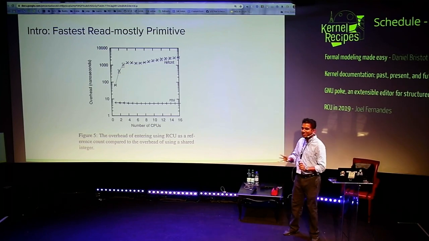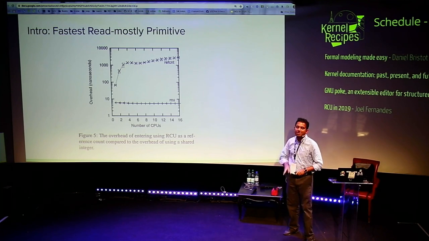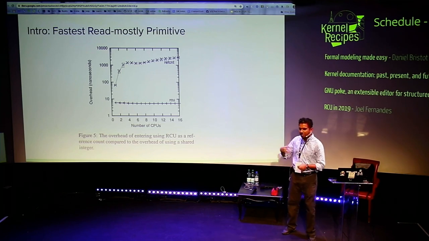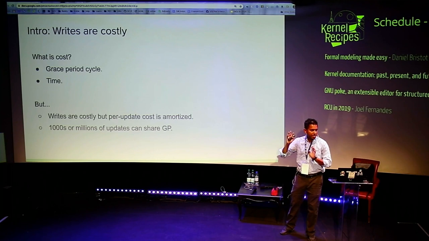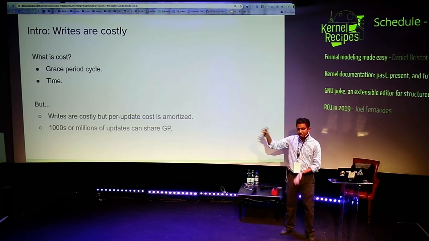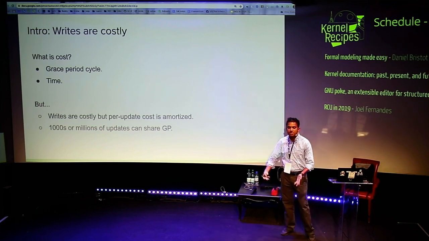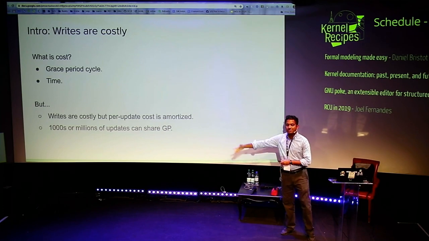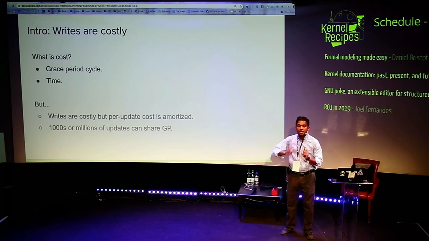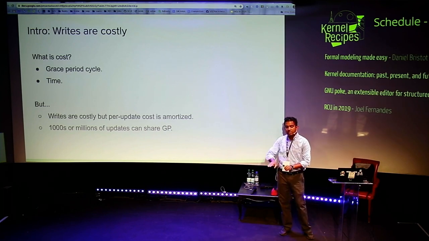Now, conditions do apply. This is the common case. There can be situations where things have to be handled during the RCU read unlock, and that can add more cost. But that's not the fast path. So writes are costly. You have to wait for the grace period. You have to wait for the grace period cycle. So it's a time cost, and the grace period cycle management itself is a cost, because something has to manage that grace period. The good news is that you can have several writes that do synchronize RCU or call RCU or whatever, and they share that grace period. So the cost is amortized.